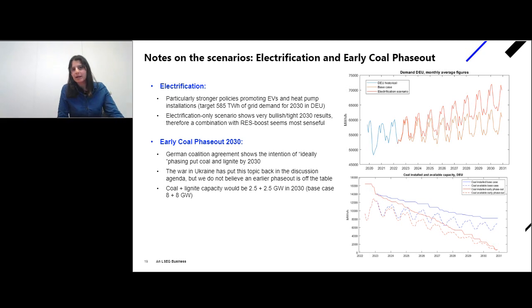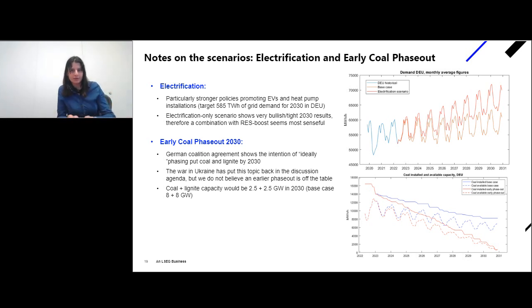And while at the moment we're rather discussing other topics and trying to replace gas by all means possible, also with coal and lignite, we believe that by 2030 this topic will be back on the table. It's also likely that this coal phase out year could be moved forward. At least that was the intention up until February. So while it's not discussed yet, we don't think it's off the table.